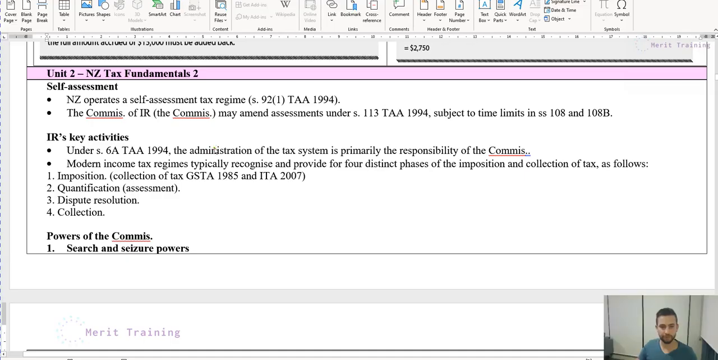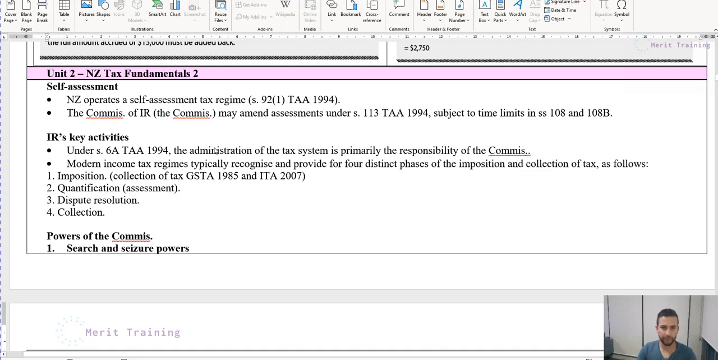Hey everyone, welcome to video 2, which covers Unit 2, New Zealand Tax Fundamentals 2. Continuing on from the last video where we set the stage for how the New Zealand tax system works, in this video we'll be talking about the framework that registers tax returns, which is the New Zealand self-assessment tax regime, where you actually report the income to the government or the commissioner.